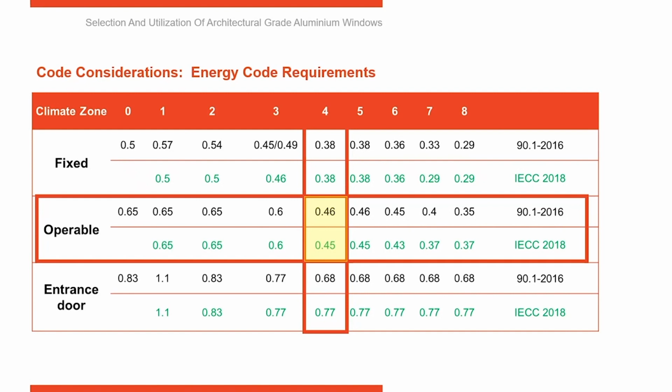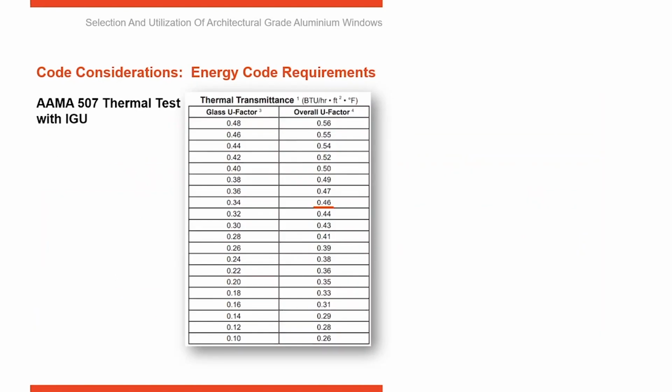So now that we know this is the maximum U factor that we can have, we need to start evaluating our product to make sure that it meets or will comply with that energy code. So every manufacturer that you're working with is going to have a thermal chart like this. This one's based on AMA 507. And in the left column, it says glass U factor. This is the center glass U factor for a number of different insulated glass units. And then the column on the right says overall U factor. So that is the system performance of that particular insulated glass unit in the frame that you're looking at.